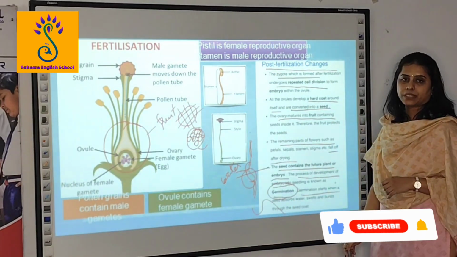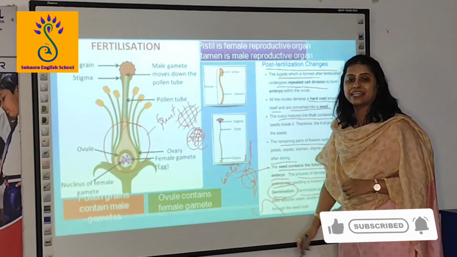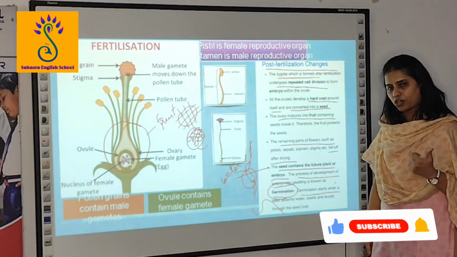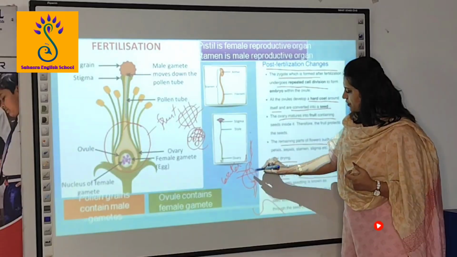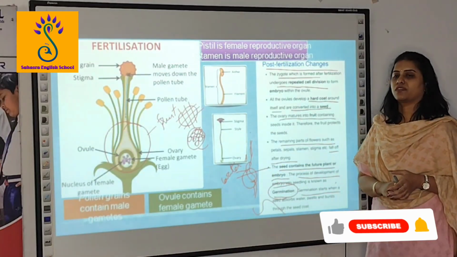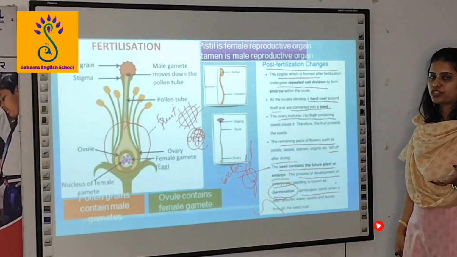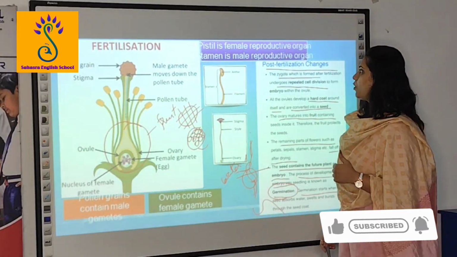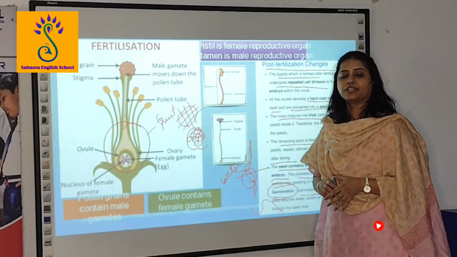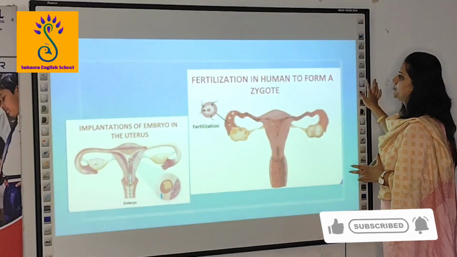We have seen the trophic movements in the seedling. What is happening? The root observes positive geotropism, and the stem observes negative geotropism. This is about the post-fertilization changes. Okay, this is about fertilization in plants. We have done this question too.